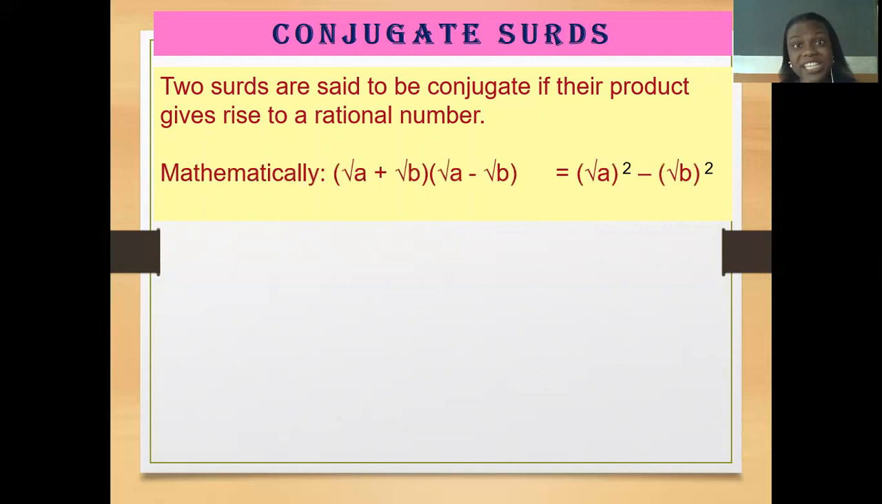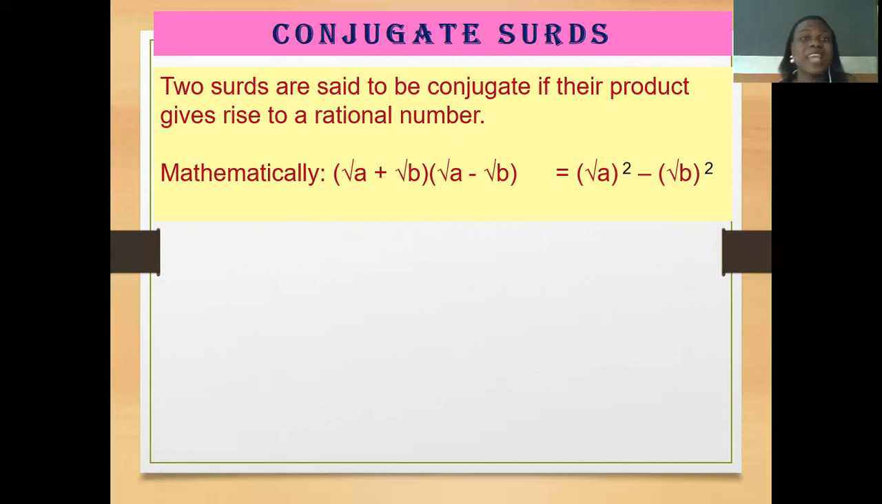Now, mathematically, we express them like this: root a plus root b into root a minus root b. Actually, if you multiply this now, you get what? You get root a all squared minus root b all squared. Now, there's a formula we call difference of two squares in further mathematics. It states that a squared minus b squared is usually equal to a plus b into a minus b.